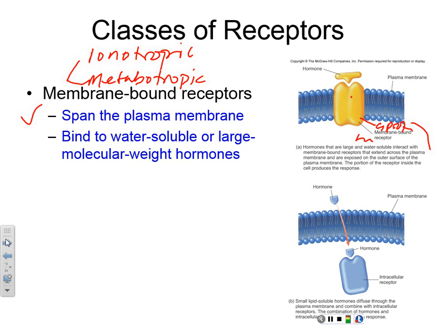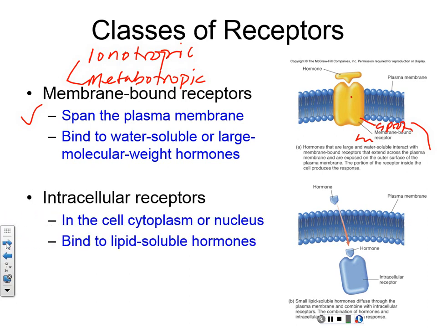So metabotropic will influence metabolism things. Okay, and then the ionotropic will influence ions, of those membrane-bound receptors. All right, and then intracellular receptors. This will be for the steroid hormones, lipid-soluble hormones, and I said they could either attach to a cytoplasmic receptor, right?